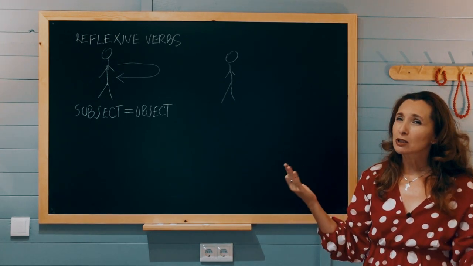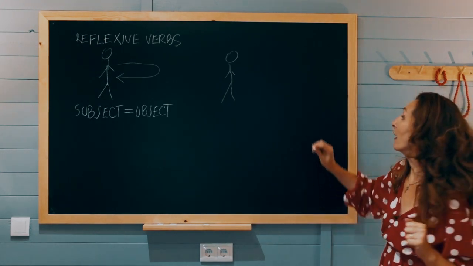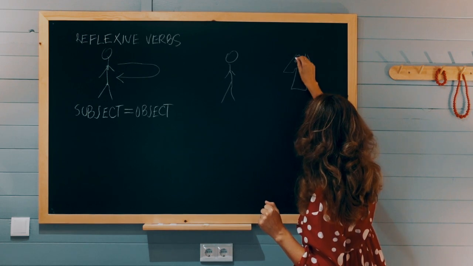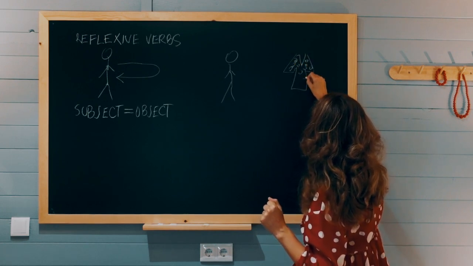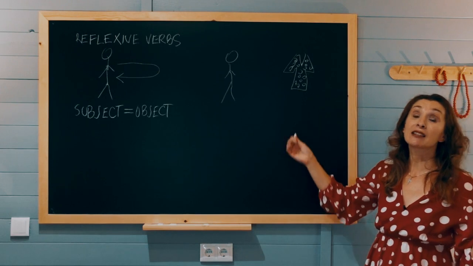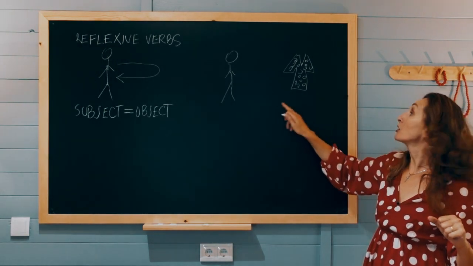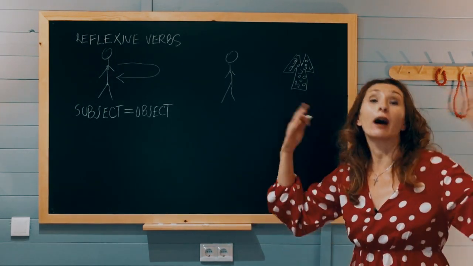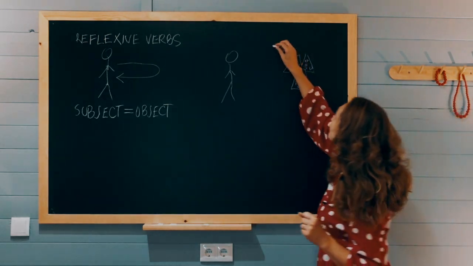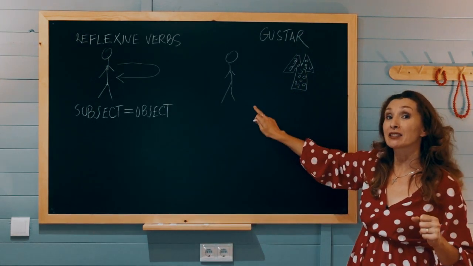And who or what is making me feel that way? Well, that's somewhere out there. So let's say it's a dress. This is my dress, and I can say, I like this dress. So in English, it's about me and how I feel and what I think, my feelings, my opinion. In Spanish, when it comes to the verb gustar, it's how this dress makes me feel.